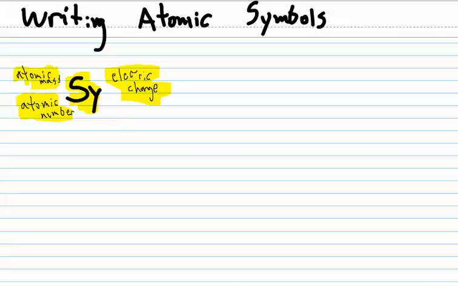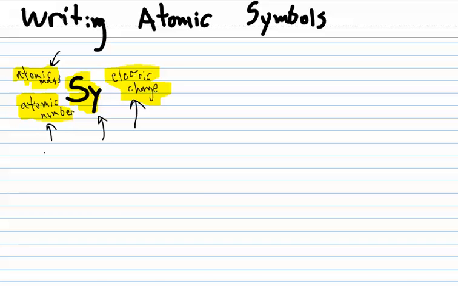I want to show you how to write atomic symbols, and to do that I've set up a general display here. Here's my symbol for my element. Up in the top right, above it to the right, is the electric charge of that atom. Here's our atomic mass, and here's our atomic number.